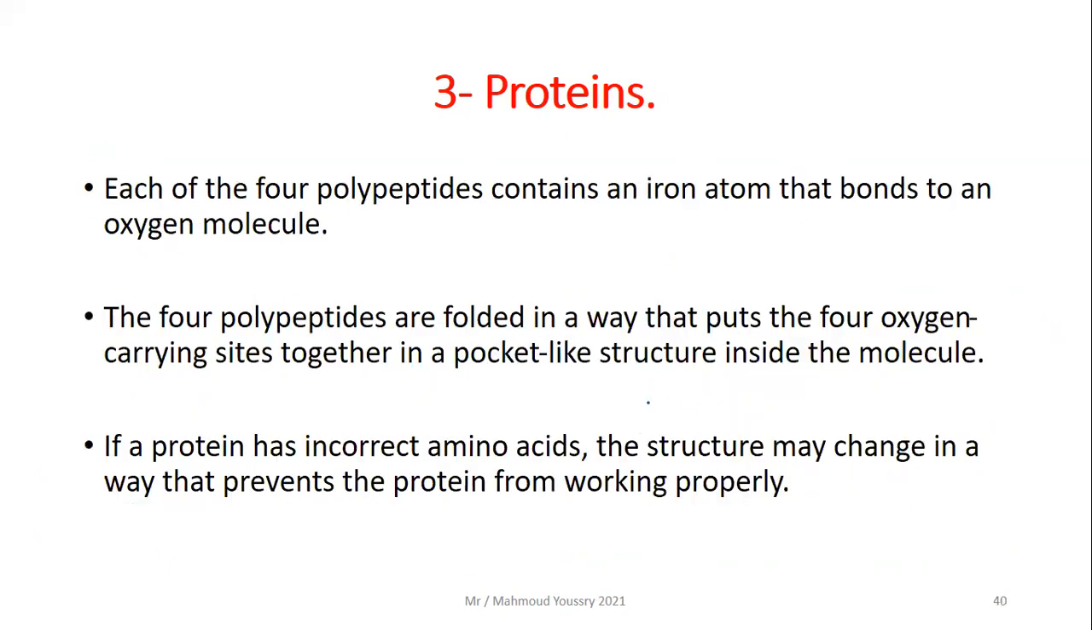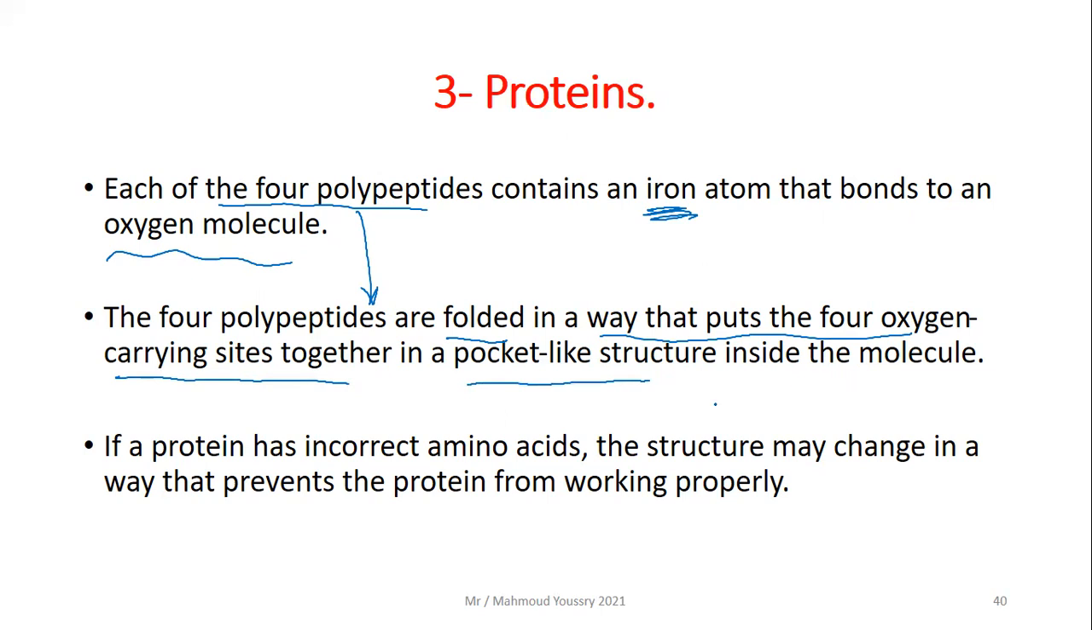So what happens here? Each of the four polypeptides contains an iron atom that bonds to an oxygen molecule. These four polypeptides are folded in a way that puts the four oxygen-carrying sites, the iron atoms, together in a pocket-like structure inside the molecule of hemoglobin.